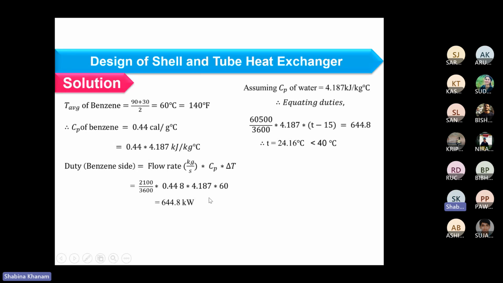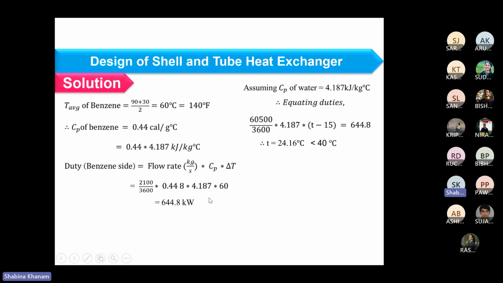And this is 0.44 into 4.187. No need to consider 8. Okay, so just make all these corrections over here. And 60 degrees Celsius, that is, 90 to 30 it is moving, therefore in total 644.8 kilowatt heat duty we need to consider in the design of the shell and tube heat exchanger.